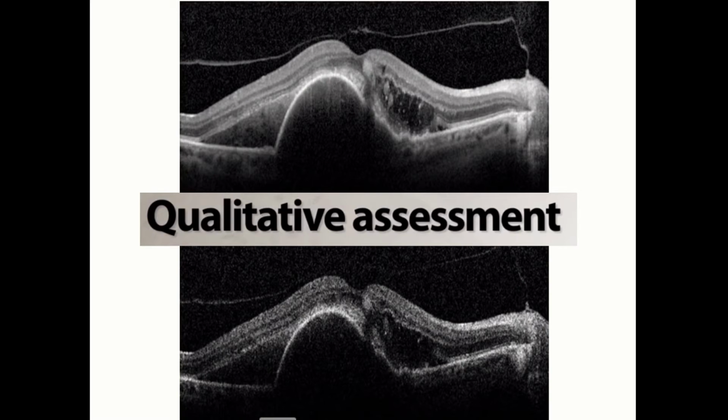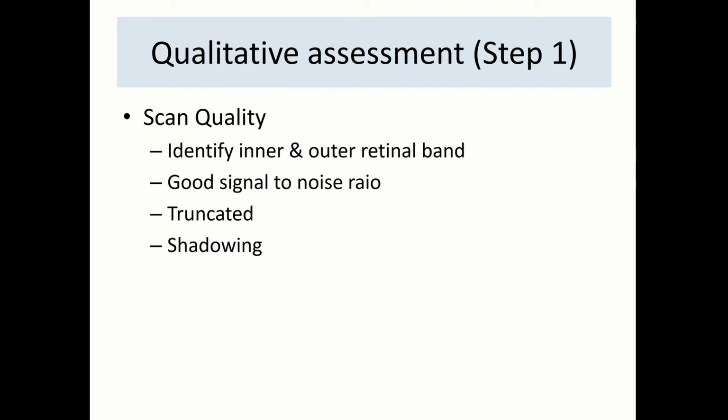Here you can see a qualitative assessment of the retinal layers of the slice. Here you can see this slice is much superior to this slice in which the signal intensity is lower. So you need to identify, and you can see much more clarity of changes in this compared to the picture below. So quality of a scan is of utmost importance if you want to get good results. So for the scan quality, you need to identify inner and outer retinal bands, good signal to noise ratio, any truncation or any shadowing which is visible.